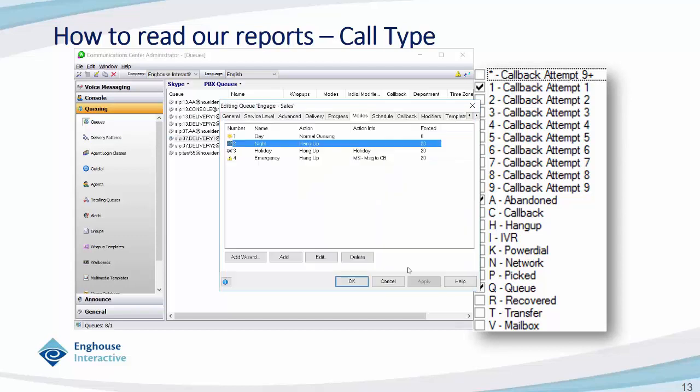So what we suggest is that for your night mode, holiday mode, emergency mode, anything where you're playing them an announcement and you don't need to talk to them because there's nobody there to talk to them, well then set it to hang up. So it'll play that announcement and then hang up.